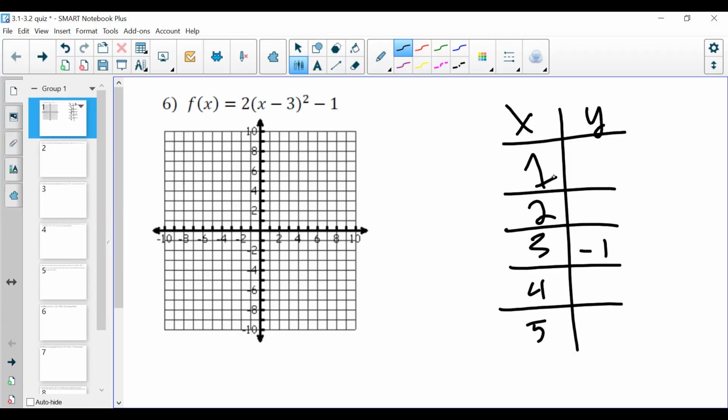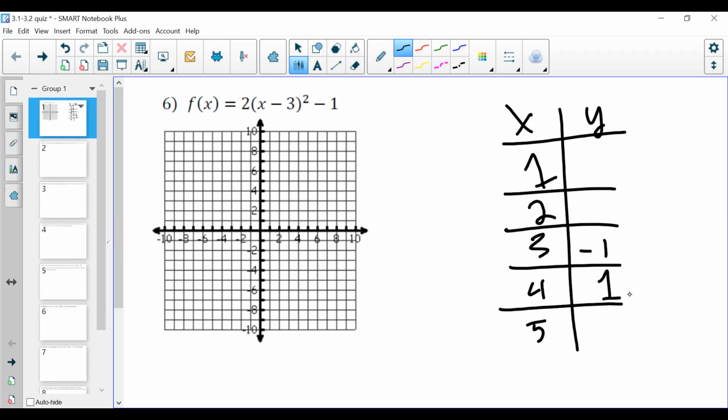The reason I'm doing that, or basically what I'm trying to say, is don't choose random points. Make sure there's some kind of rhythm to it, because 4 and 5 are reflections of 2 and 1. So you only need to solve for y twice. For 4, I can plug 4 into this equation. I get 4 minus 3 is 1. 1 squared is 1. Times 2 is 2. Minus 1 is 1. I just plugged in 4 for x. Everyone okay with that?